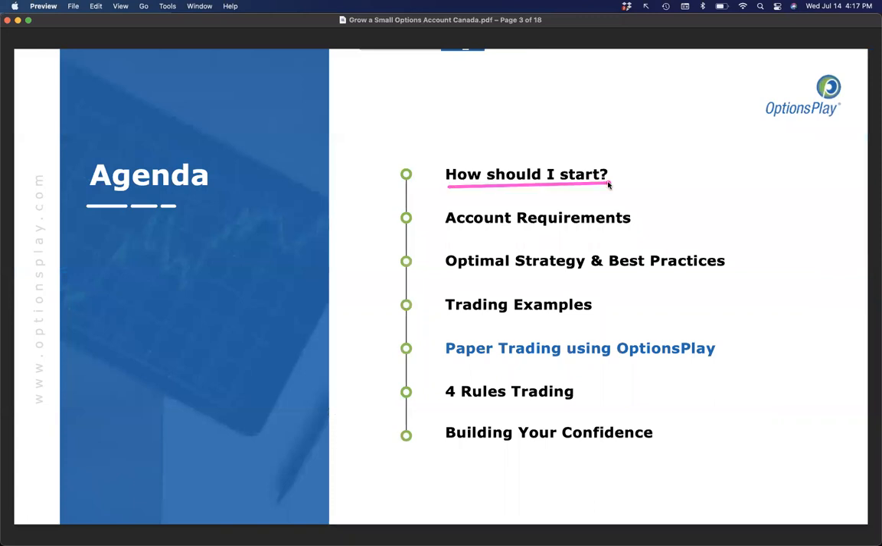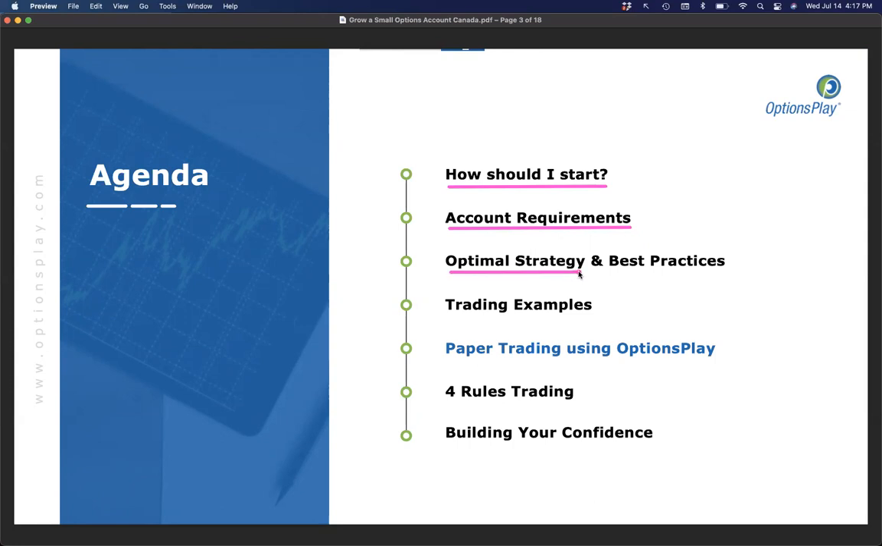So we're going to start off by just giving everyone an understanding of how should I start. If you're brand new to options trading, you're trying to get started and you have a small account, where do you go about getting started? Then we'll talk a little bit about account requirements, meaning what do you need to set up with respect to your account in order to follow the things that we're going to discuss here today.